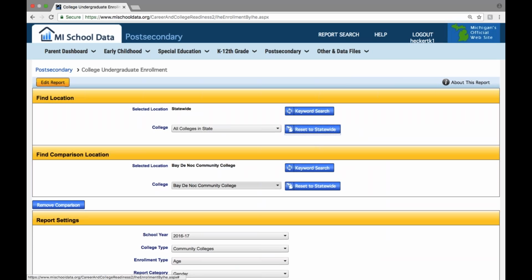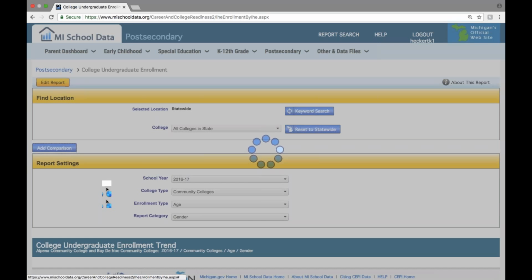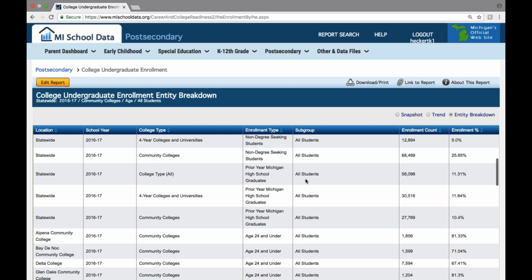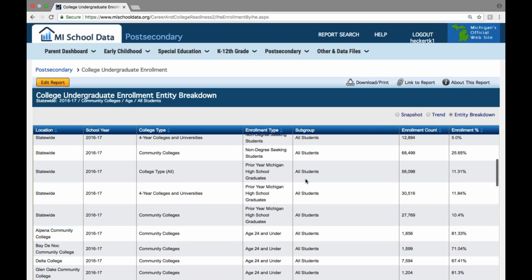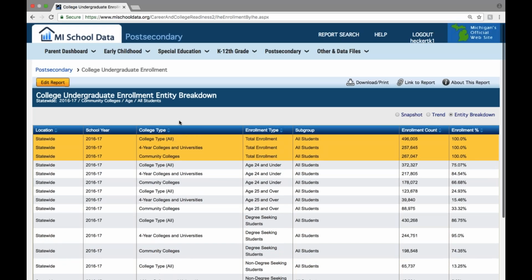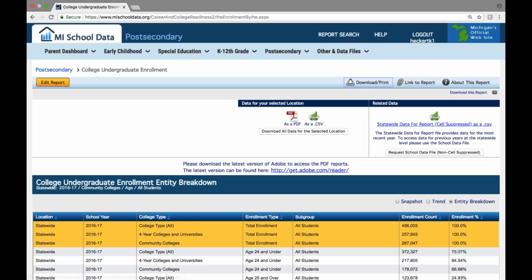But breakdown, what we're showing you here is simply a data table, but it does have all the data in the report. So I have my statewide total enrollments, but I start seeing all the breakdowns right here on screen. If on-screen tables aren't really your thing, you can come up here to download print, where you can download data for your selected location. You can download report. These are other options for those of us who would like to dig in more on their side into the data.